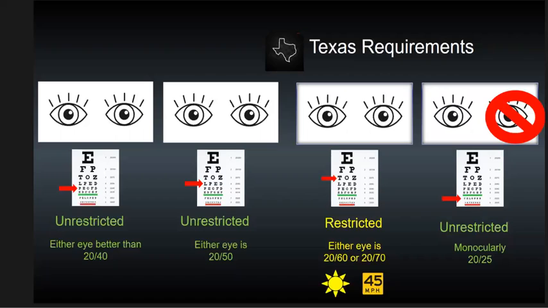And lastly, talking about a monocular patient, if a monocular patient, of course, meets the visual fields, which will be talked about in the next slide, their acuity must be 20/25 or better. There is no restriction criteria for monocular patients. So either you're 20/25 and you're okay to drive ever, or you're not.